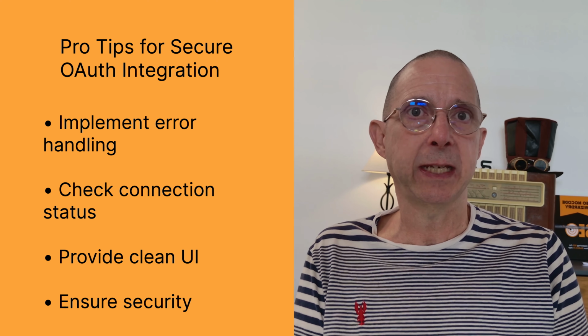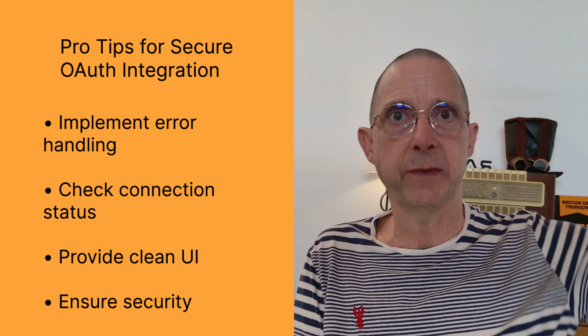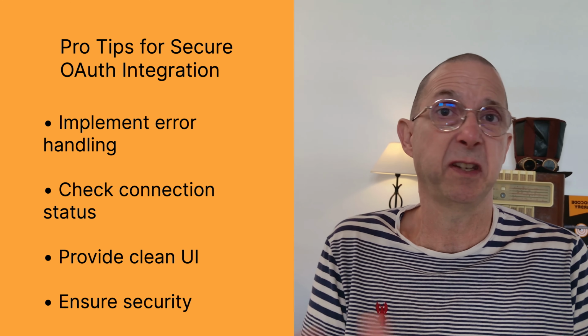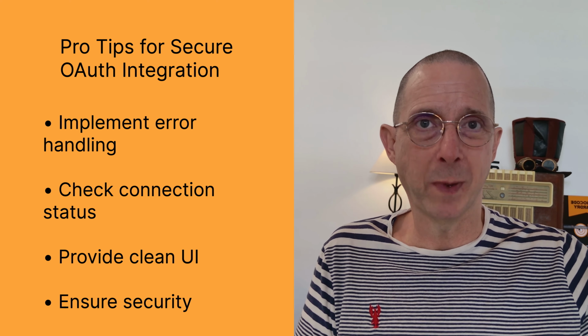Implement connection status checking. Before you make API calls, I recommend that you just refresh the tokens. We've already done that in the plugin. You've seen how we do it. It's really simple, and it will make your API calls more robust.